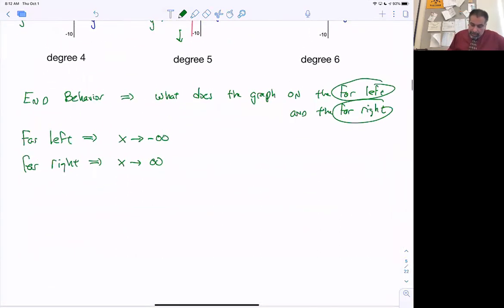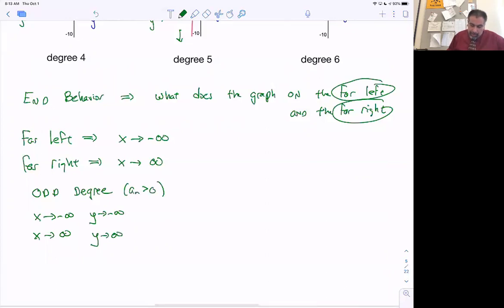Here is the pattern that you need to know for odd degree. As x goes to negative infinity, y goes to negative infinity. And as x goes to positive infinity, y goes to positive infinity. So that's what's happening for an odd degree. And again, that is if our leading coefficient is greater than 0.